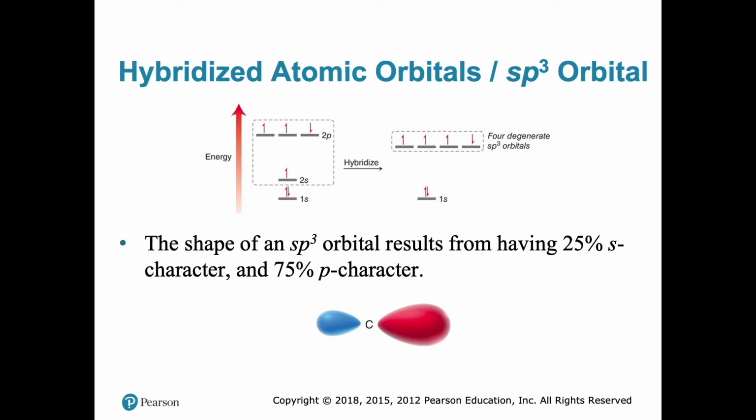And so when we take a look at this bond now, this is what it looks like. The shape of the sp3 orbital results from having 25% s character and 75% p character. What does that mean? It's because you have one of these, which is 25% of 4, is S, and the other 3 is P. And that's why it's 75%.